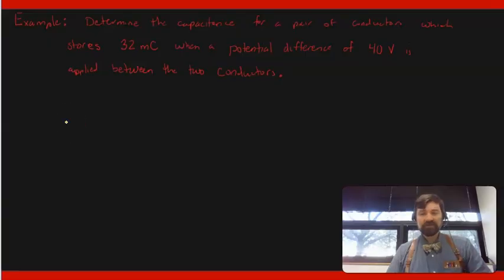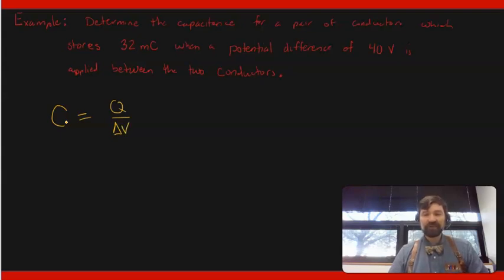All right, so we will work a quick example. We want to determine the capacitance for a pair of conductors which stores 32 millicoulombs magnitude on each of the two when there's a potential difference of 40 volts. So capacitance is defined by charge divided by voltage drop for the pair. Defined by can also mean equals, so we can just write an equals sign here. So Q is 32 millicoulombs, and delta V is 40 volts.